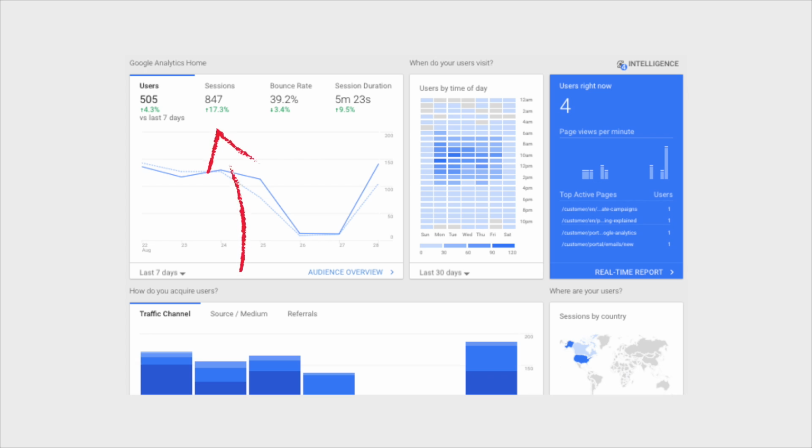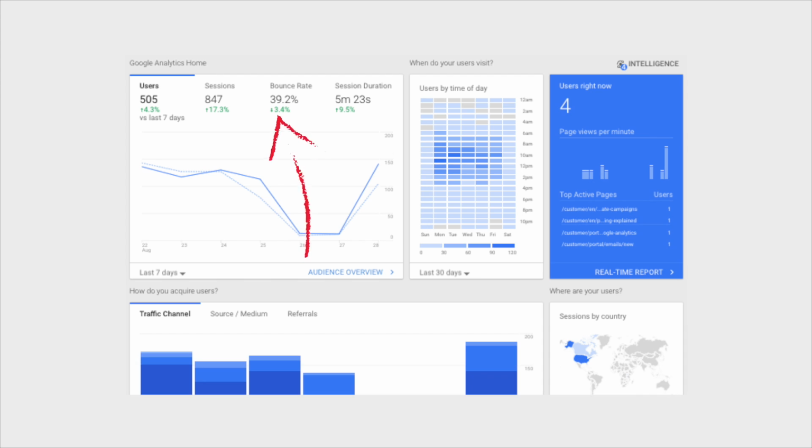So a session is defined by a group of actions or interactions that a user has within a given time frame. So that means any one user can have more than one session. Both of these numbers are used as indicators of traffic to your website, and they give you a really good base understanding of how people are engaging with your web content.